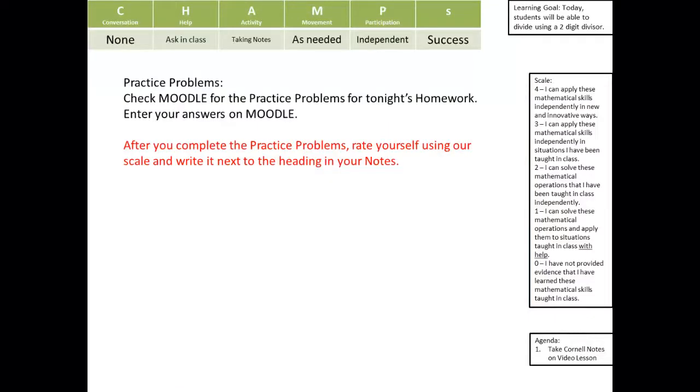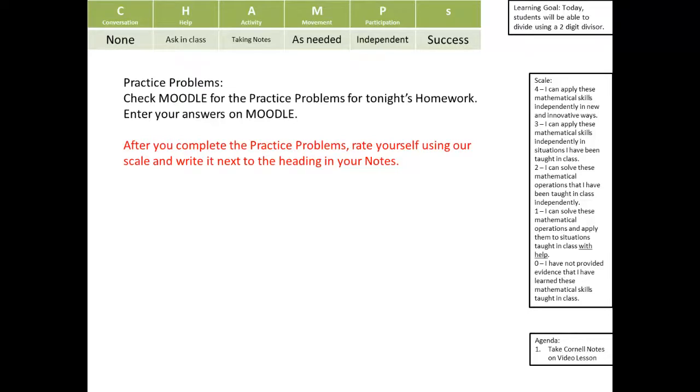All right, so we are ready for our practice problems. So go on to Moodle tonight, do the practice problems out of the practice book. It's going to give you directions to make a model. We're going to just use our division steps, our Does McDonald's Sell Cheeseburgers, and use that to solve these problems.